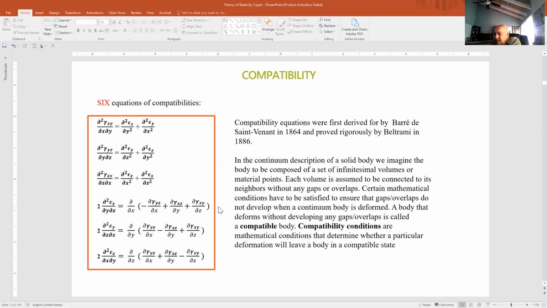So these are the compatibility equations. If these equations are not satisfied, the final deformation will not be compatible. We will have interference from one section of the body to the other section, or we will have gaps or holes produced in the system.